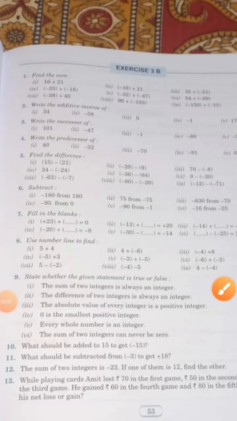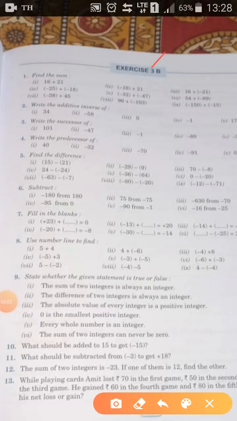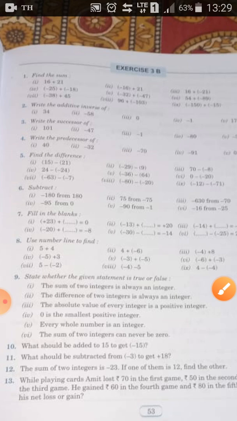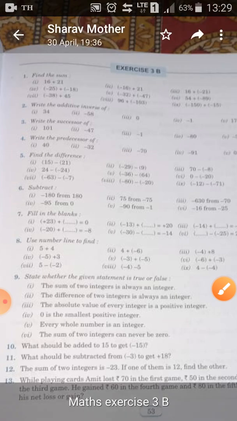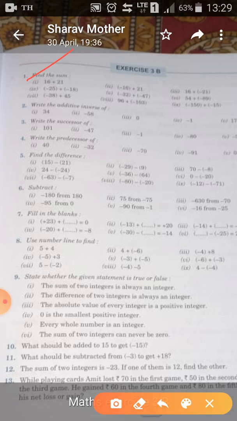Okay guys, so today's video is going to be on exercise 3b. The first three sums there's nothing to teach about because you have already done these sums in the previous exercise, but still I'll show you some once. First four sums I'll show you and then you're going to do the remaining on your own.